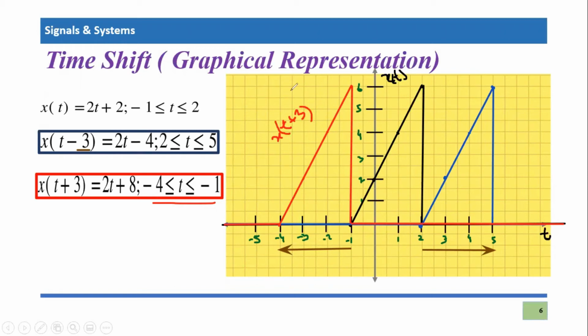Similarly, this black signal is what? The original signal, which is x of t, right? And similarly, this blue signal is basically x of t minus 3, because this is the delayed version of the original signal, or x of t signal, right? So in this way, one can actually time advance and time delay or time shift in general any continuous time signal.